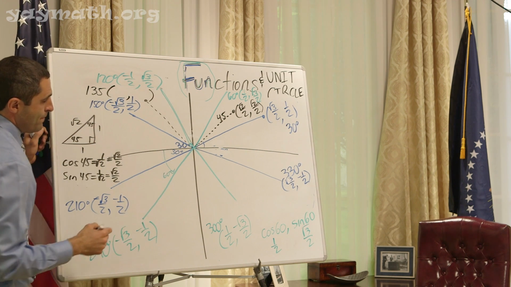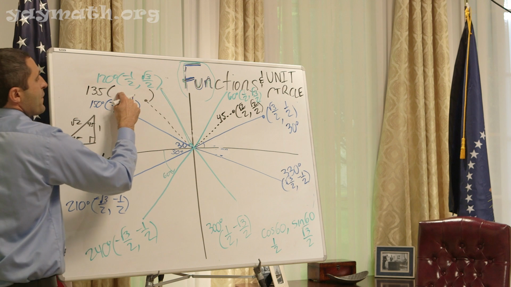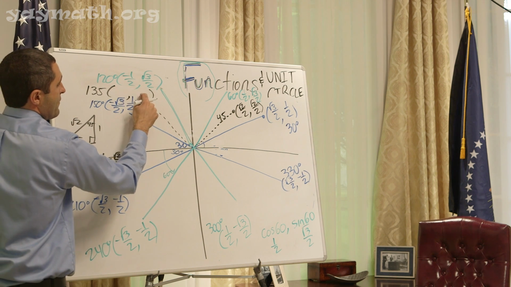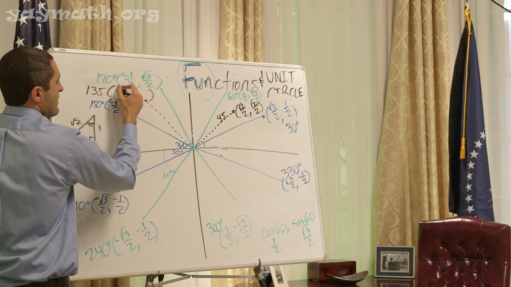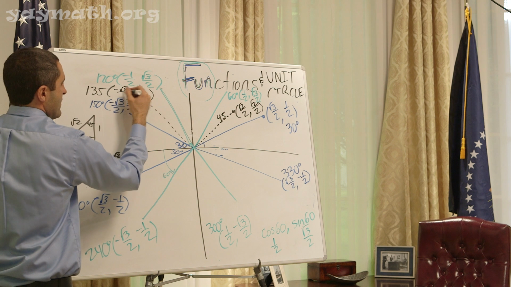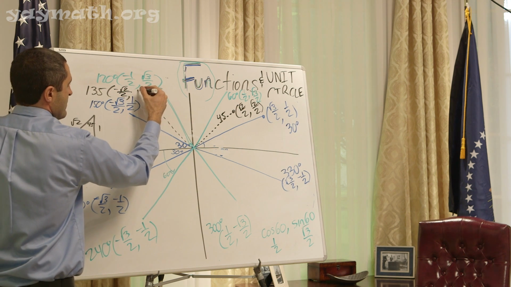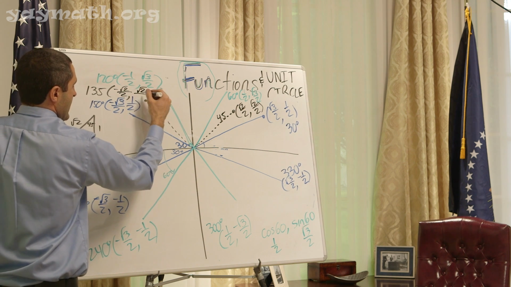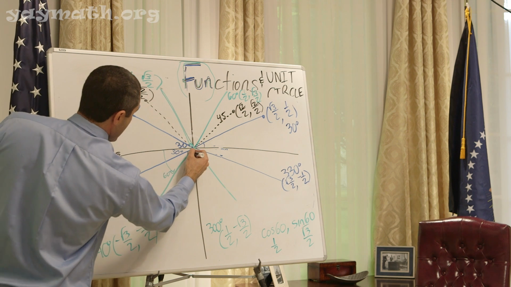Cosine, sine. Cosine of 135. Sine of 135. Cosine is negative root 2 over 2. Sine is root 2 over 2. Very good. All right, now we have this one between.